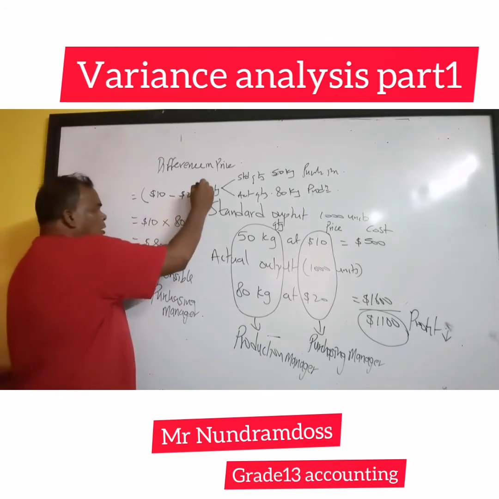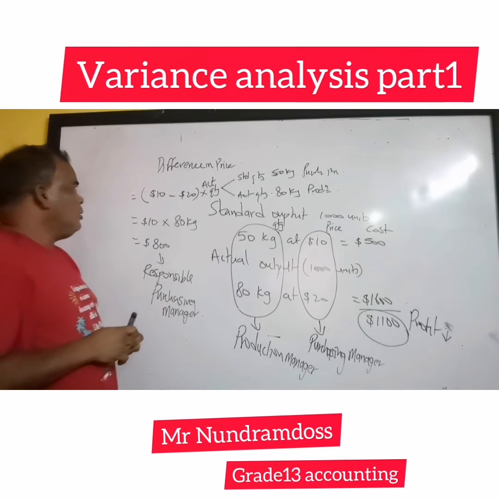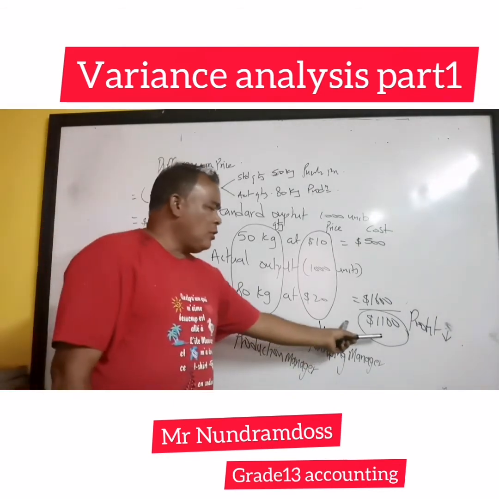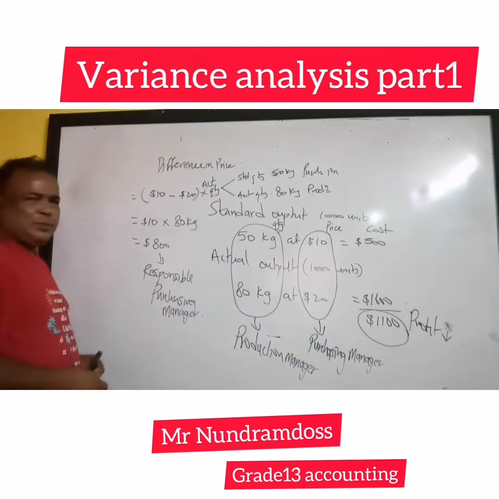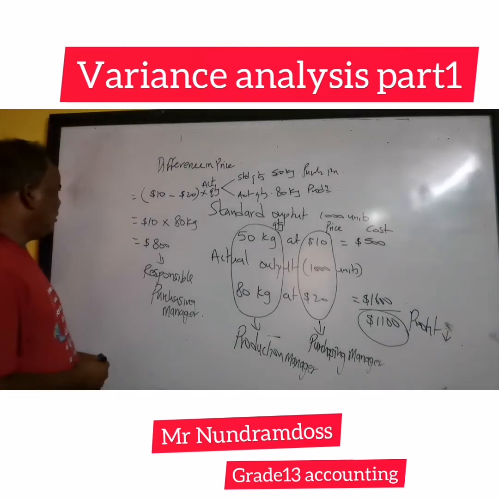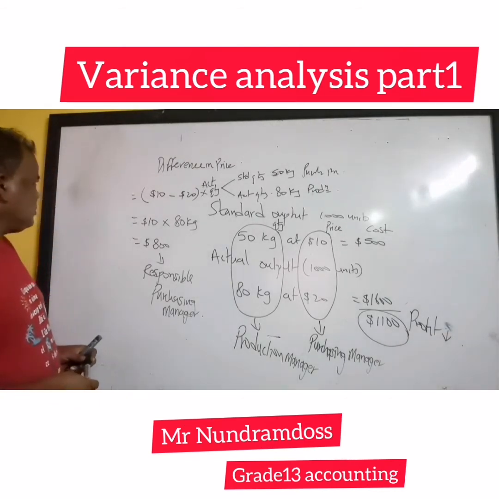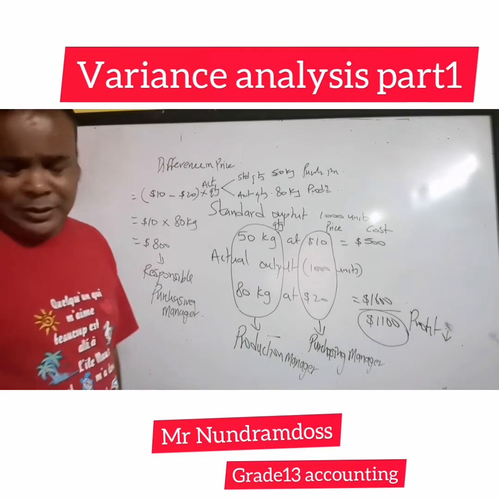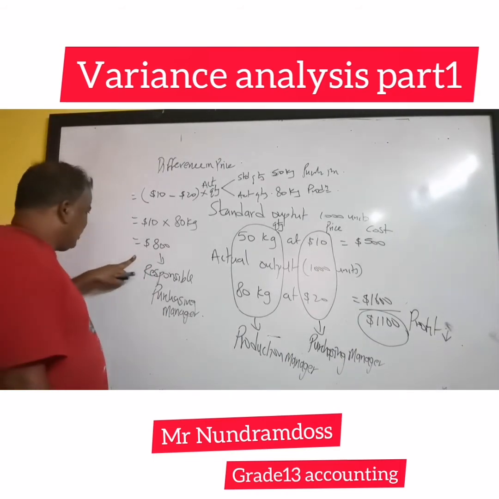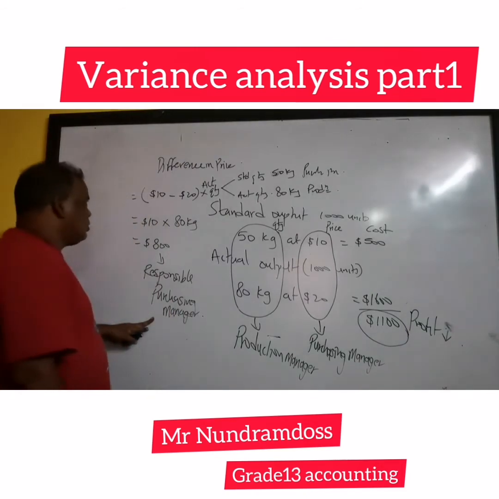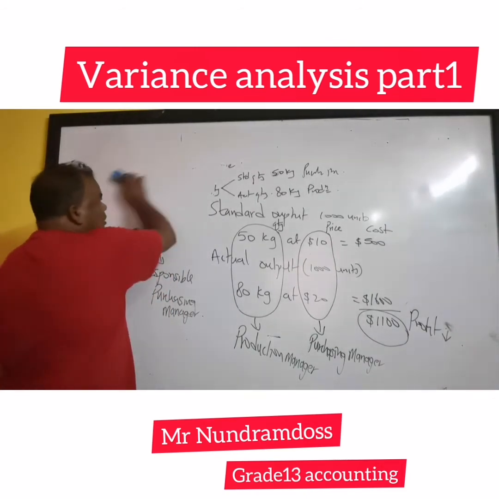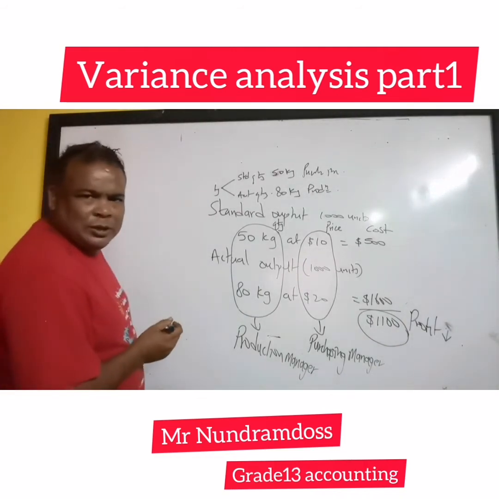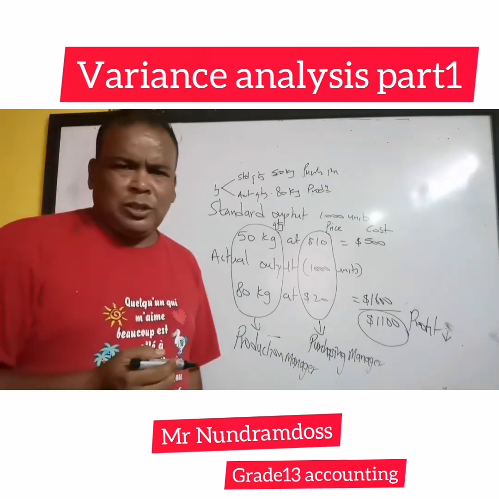So we have to multiply by the actual quantity. This is the responsibility of the purchasing manager out of the fall in profit of 1,100. He is responsible for an $800 fall in profit. We expected to pay $10, but we paid $20. We paid more for materials. So profit has decreased by $800 because of the purchasing manager. Now let's see the difference in quantity, which will be the responsibility of the production manager. The difference in quantity will be the responsibility of the production manager.